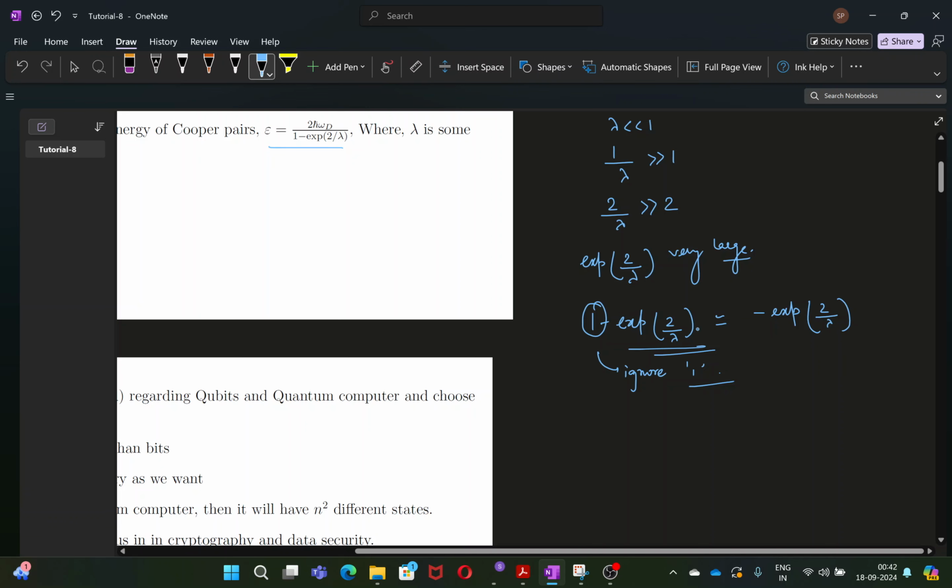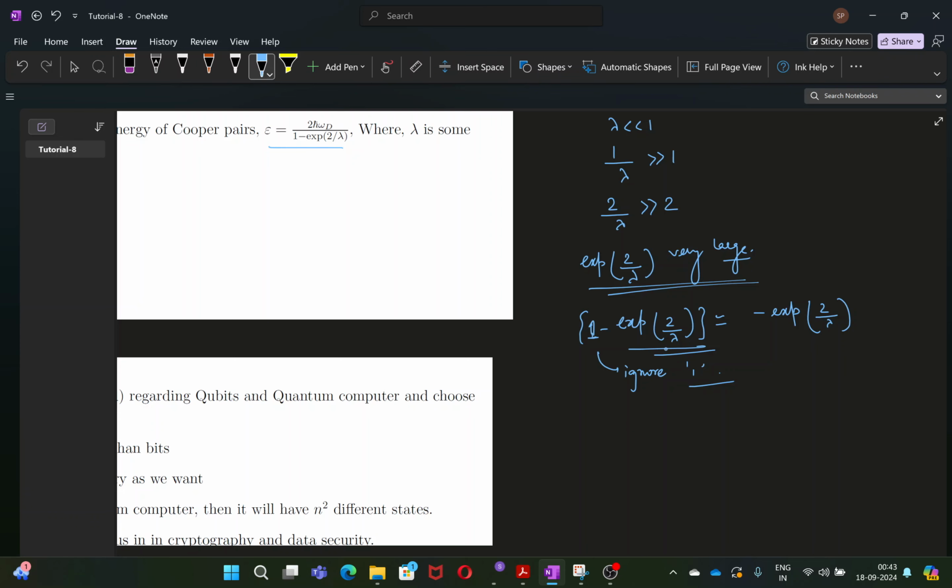Okay. So in this case, 1 minus exponential of 2 by lambda. I think I should not box it like this, because otherwise it creates confusion. So this is just 1 minus exponential of 2 by lambda, because your exponential 2 by lambda value is very large, that we can neglect the 1 at the front with respect to this value. This term is very large, so we can ignore 1 with respect to this value only.